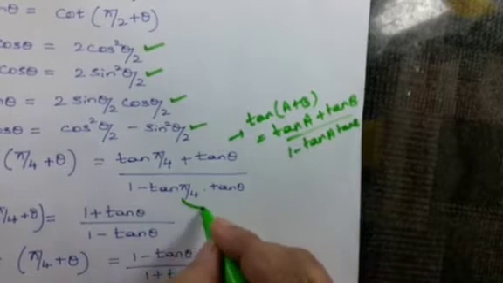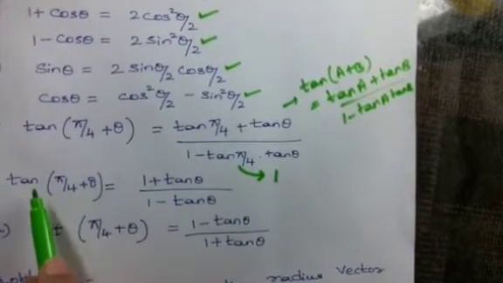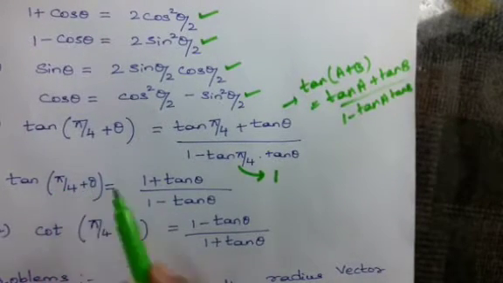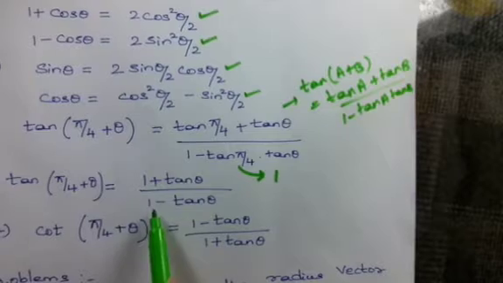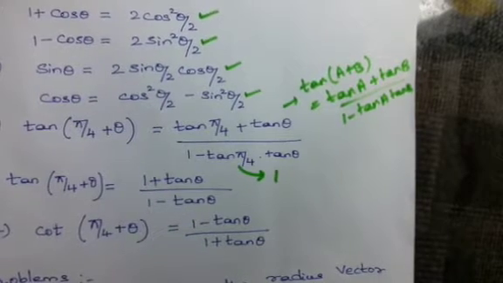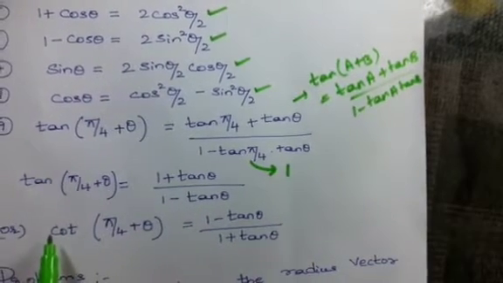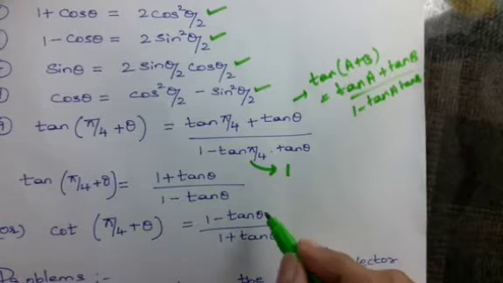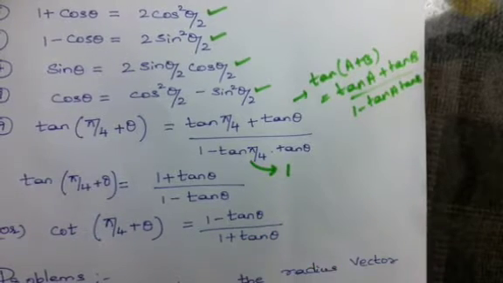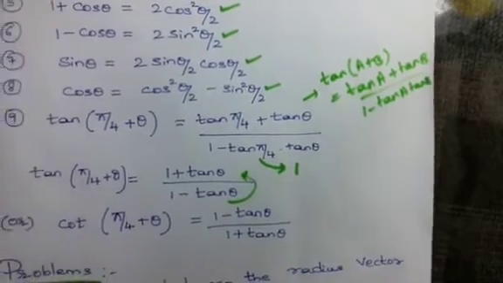So what is the value of tan pi by 4? It is 1, correct? So I'll get tan of pi by 4 plus theta as 1 plus tan theta divided by 1 minus tan theta, or cot of pi by 4 plus theta is 1 minus tan theta divided by 1 plus tan theta. So remember all these formulae.